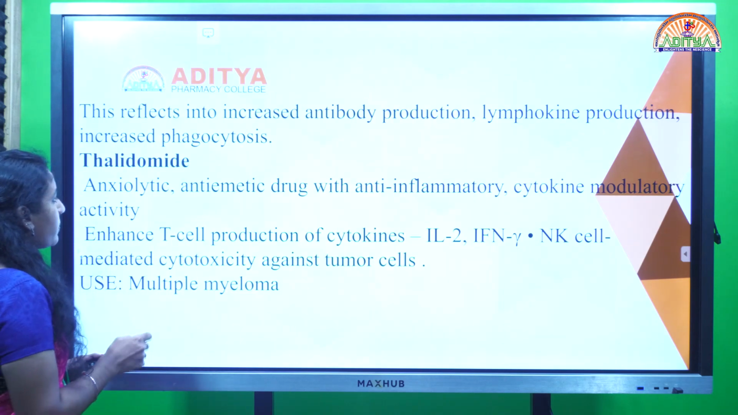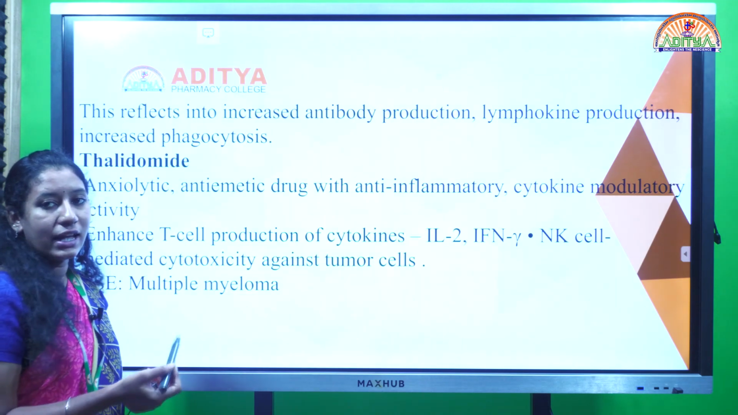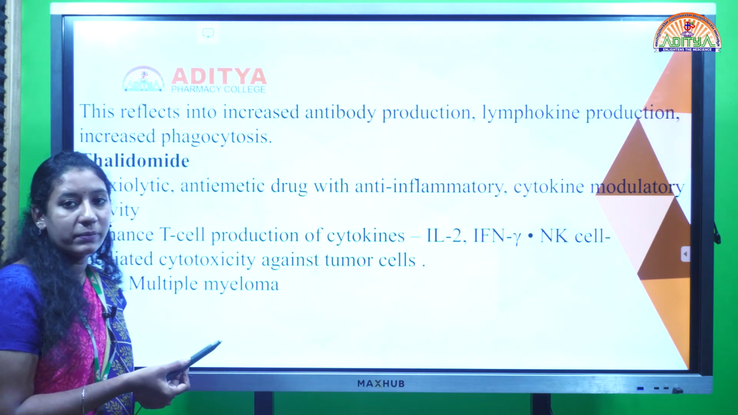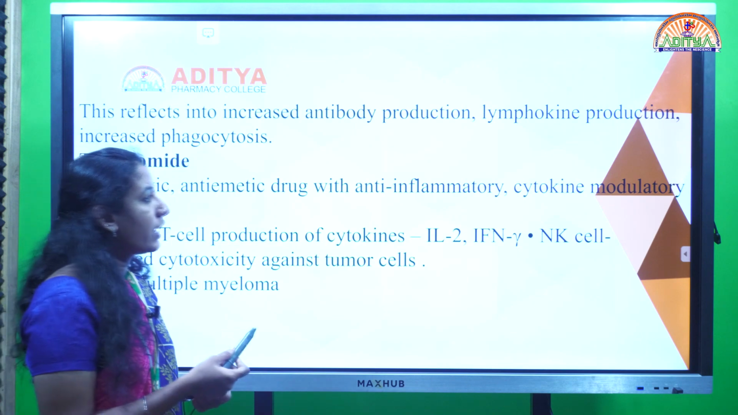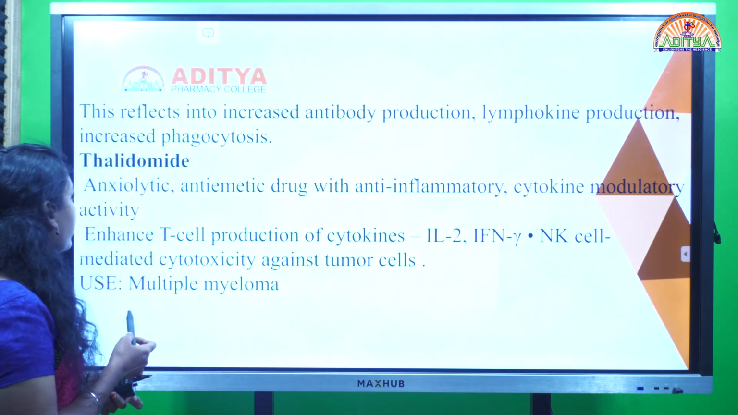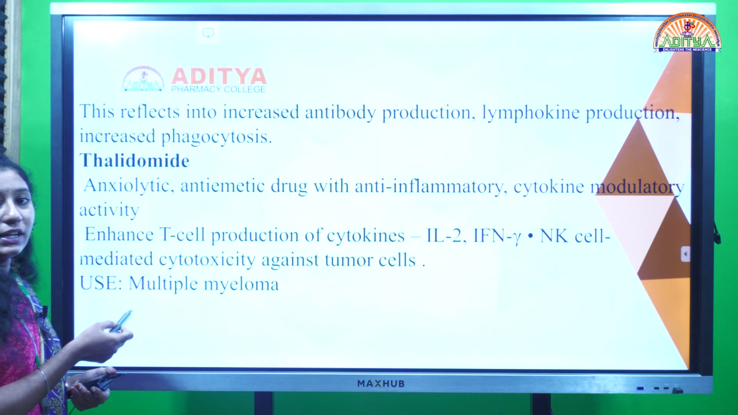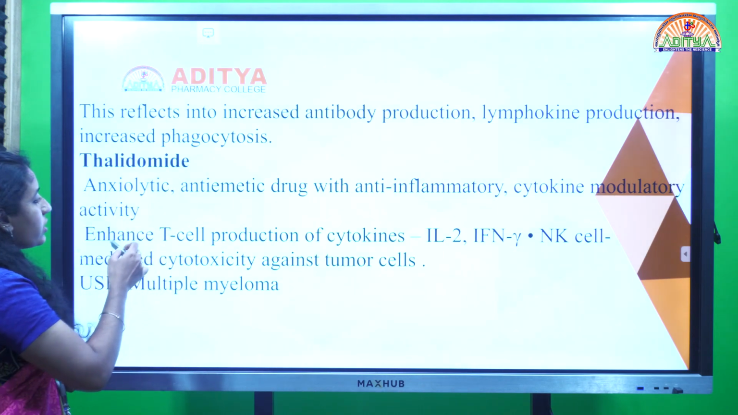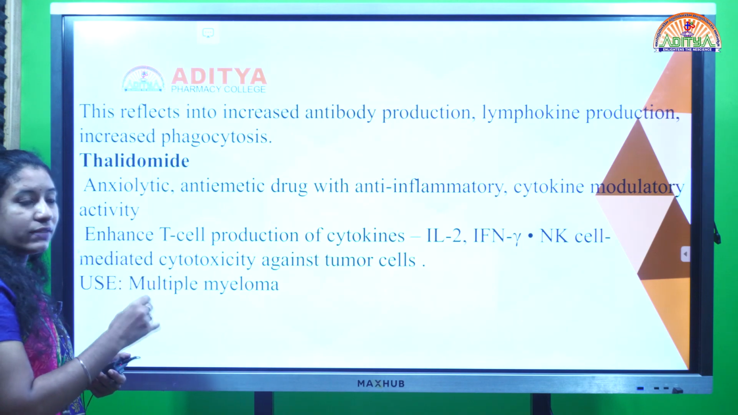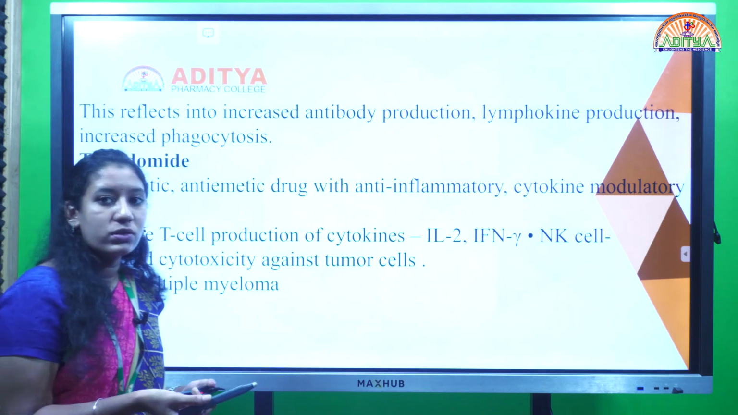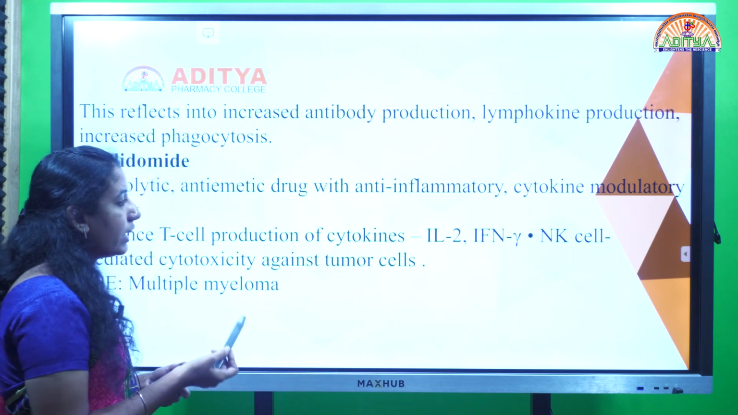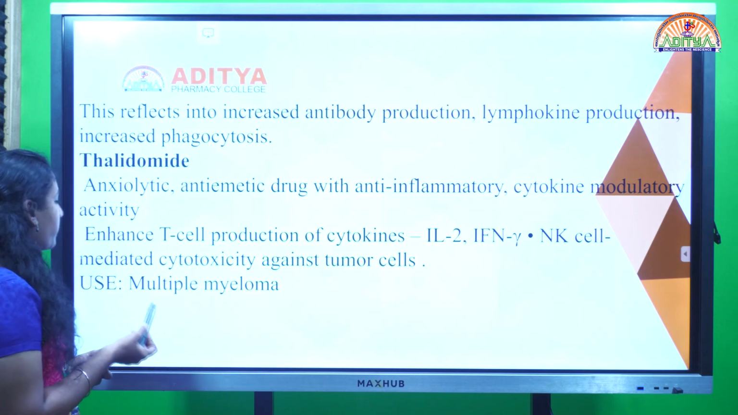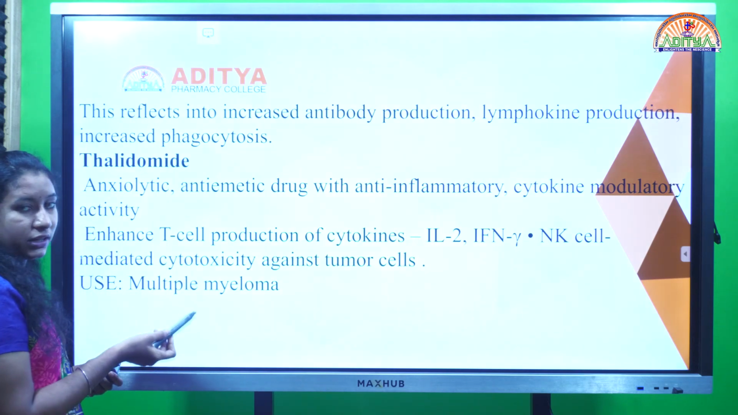The next drug is thalidomide, and it comes under a class of anxiolytic and antiemetic, and it also has anti-inflammatory properties and is a cytokine modulator. Coming to the MOA of thalidomide, it will increase T cell production of various cytokines. Generally it will stimulate the T cells, and that leads to the production of various cytokines like interleukin 2, interferon gamma and natural killer cells, which mediate cytotoxicity against tumor cells.